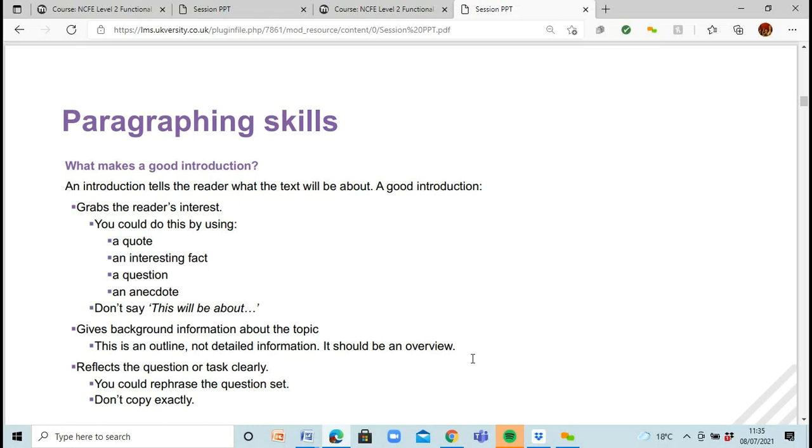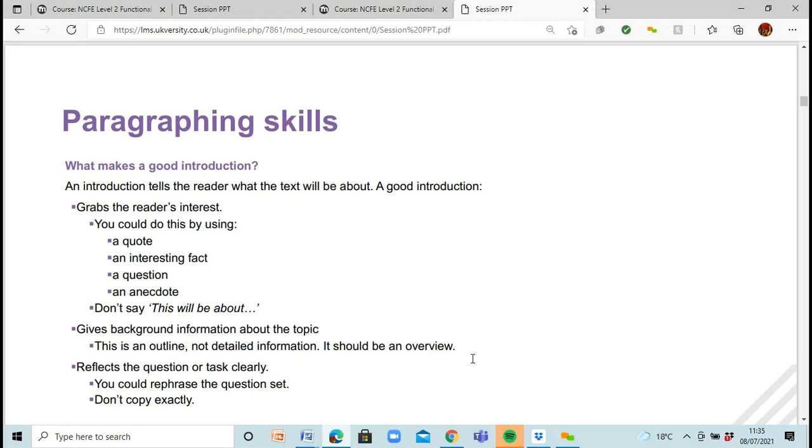So make sure you give background information about the topic you're talking about, and it has to be an outline. Don't give the full information in the first paragraph within the introduction. It's just an overview. So start it off and then just point out what things you're going to be looking at or covering within your overview in your introduction.